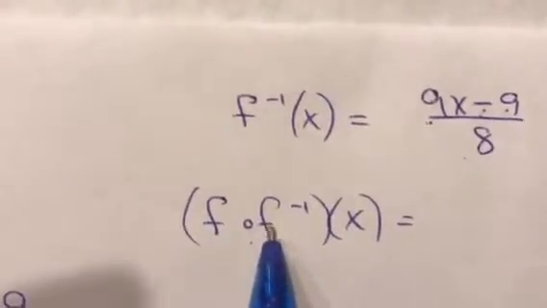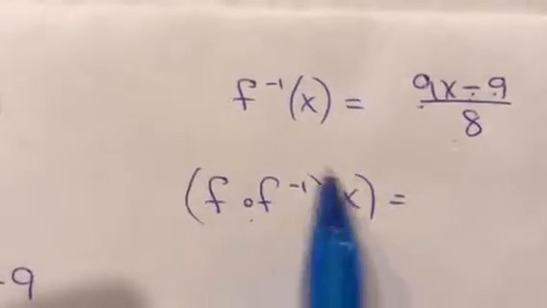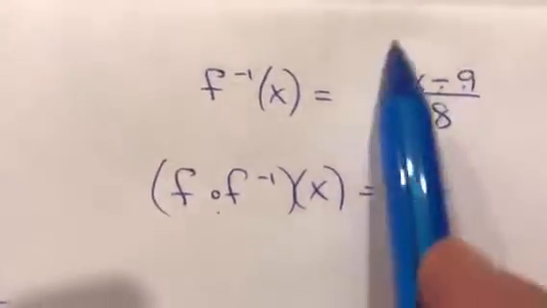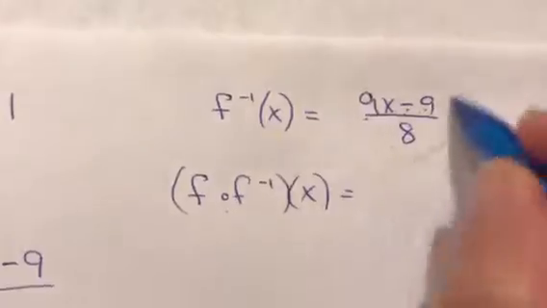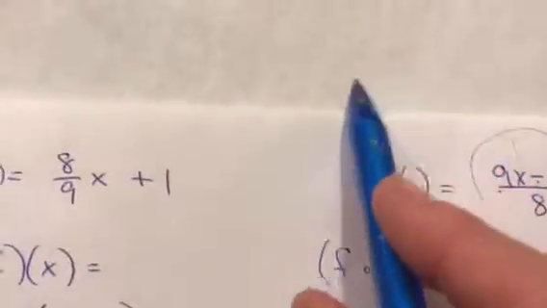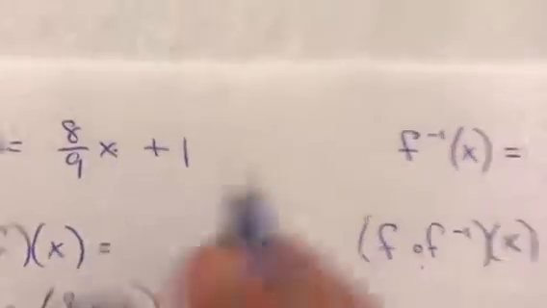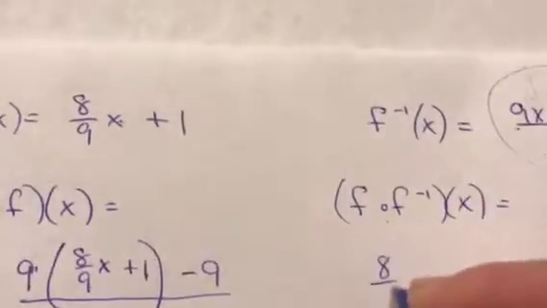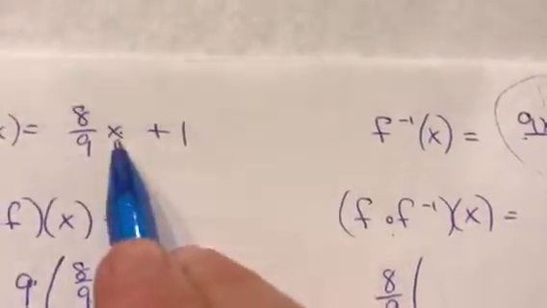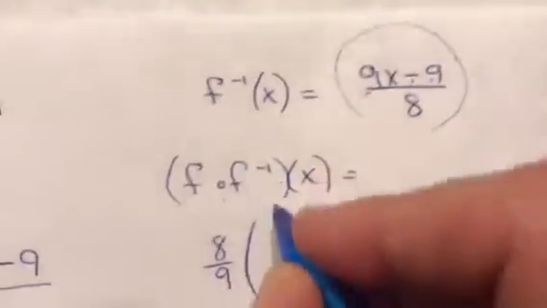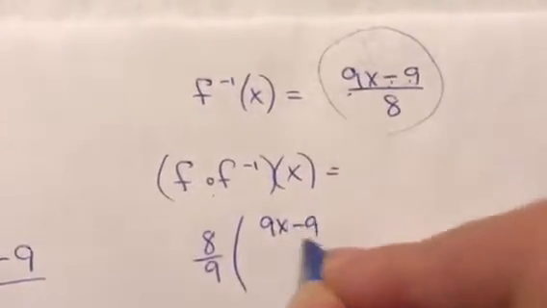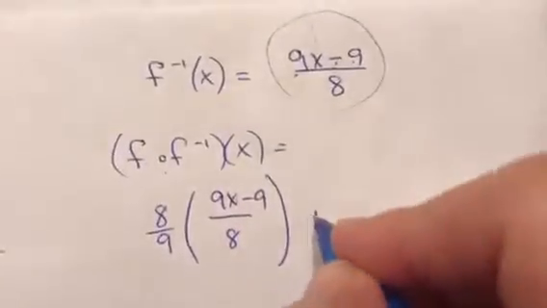Okay, now I'm going to go the other direction. This says to start with the inverse function. That's this guy right here. So I'm going to pick him up, and I'm going to put him in everywhere I see an x. Thankfully, there's only one x, so that's where I'm going to plug him in. So I'm going to get 8/9, but instead of that boring x, I'm going to plug in my entire function. And then it says plus 1, so don't forget the plus 1.